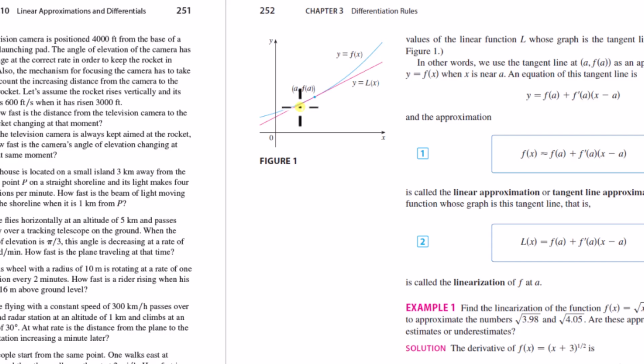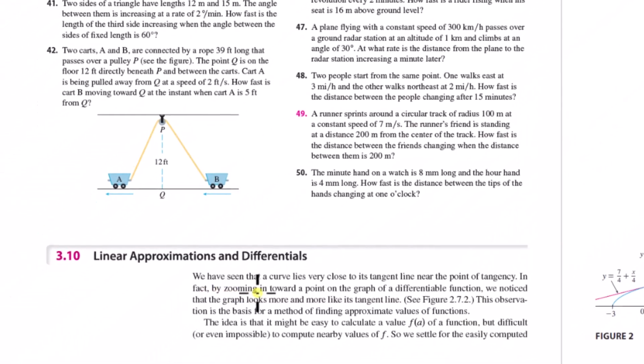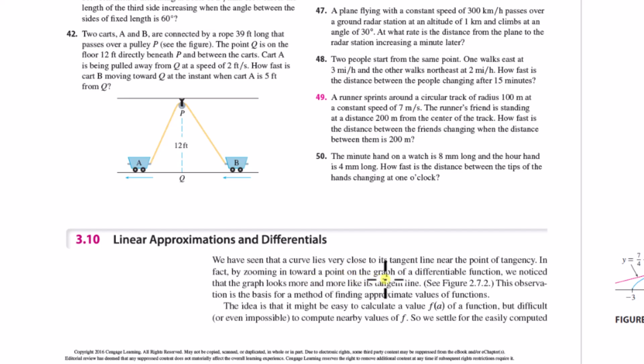If you come here, you can see that, and this is in general for any curve, the tangent line to a point on the curve, in blue here, is very close to the actual curve when you're right around the point. And this is true in general for any function. Then it says, in fact, by zooming in towards a point on the graph of a differentiable function, we notice that the graph looks more and more like its tangent line.